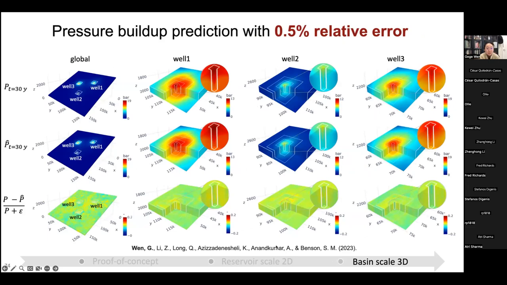So here are similar results in the same three-well reservoir. The top row is the simulation, the second row is the machine learning model, and the third row is the relative error. And here is the global pressure in well one, well two, well three. So in the test set, the pressure buildup prediction has a relative error of 0.5%, which is very accurate for the purpose that we're using these for.